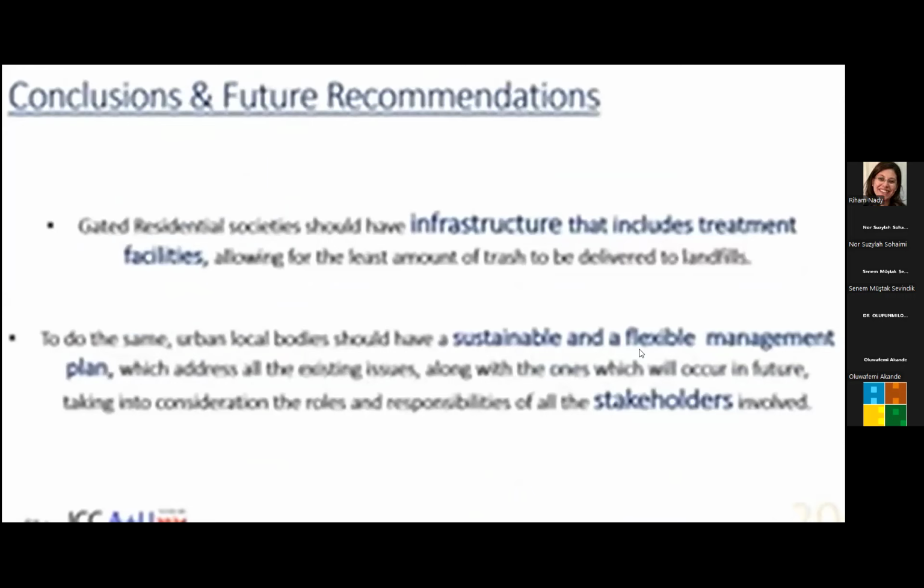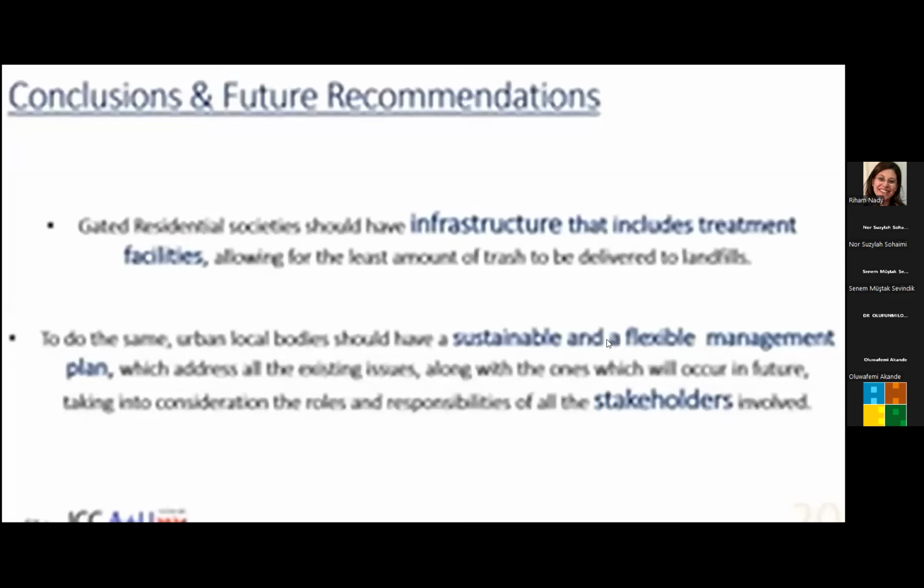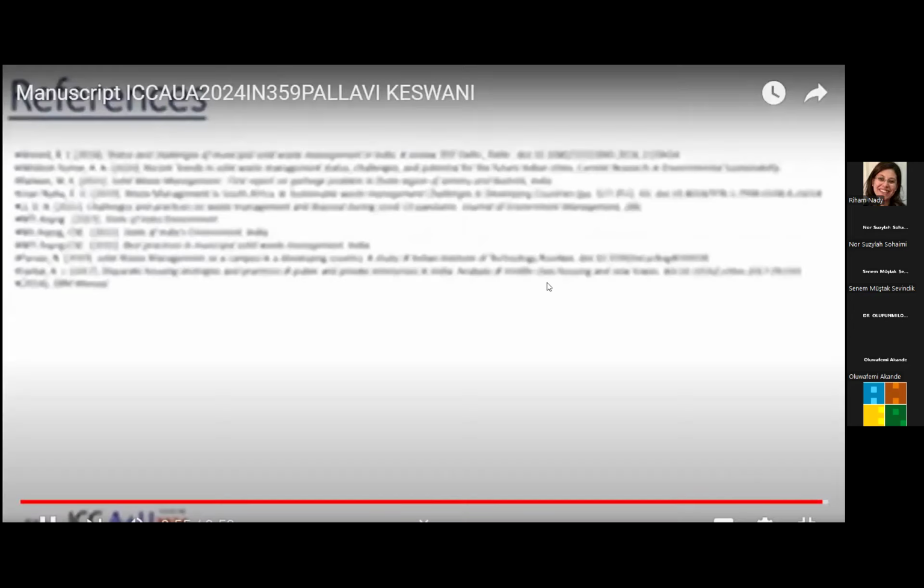Coming to the conclusions, gated residential societies should have an infrastructure that includes treatment facilities, so that the least amount of trash is delivered to the landfill sites. And as a future recommendation, urban local bodies should have a sustainable and flexible management plan which addresses all the existing issues along with the ones which will occur in the future, taking into consideration the roles and responsibilities of all the stakeholders involved, which we studied in the last slide. These are certain references taken up for the study.